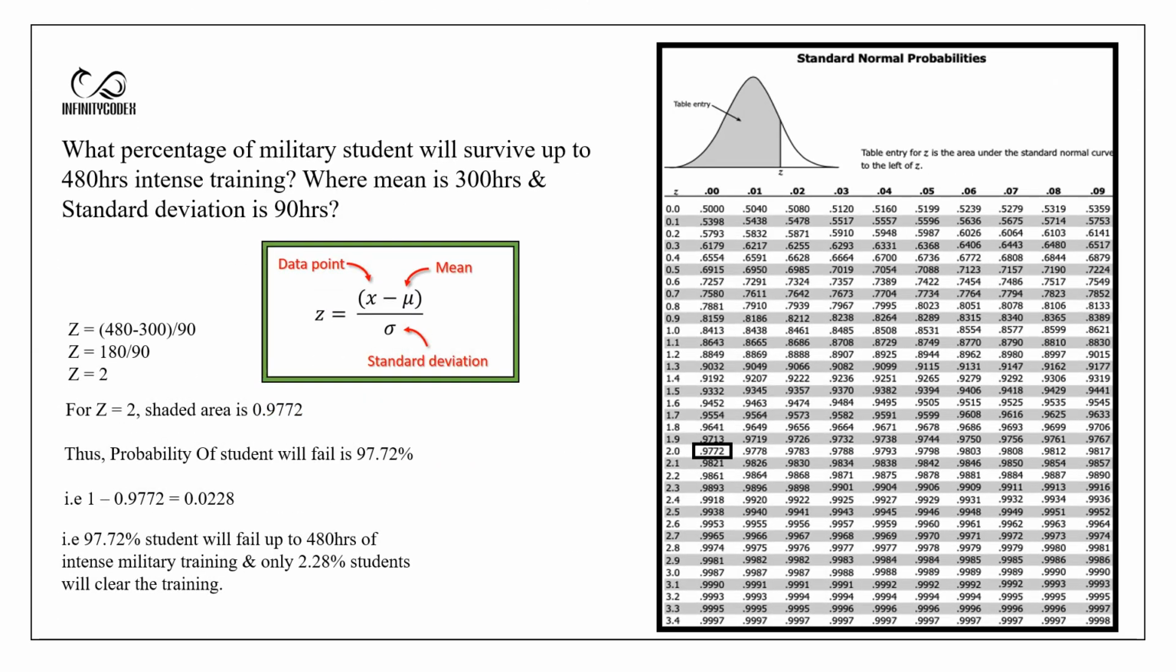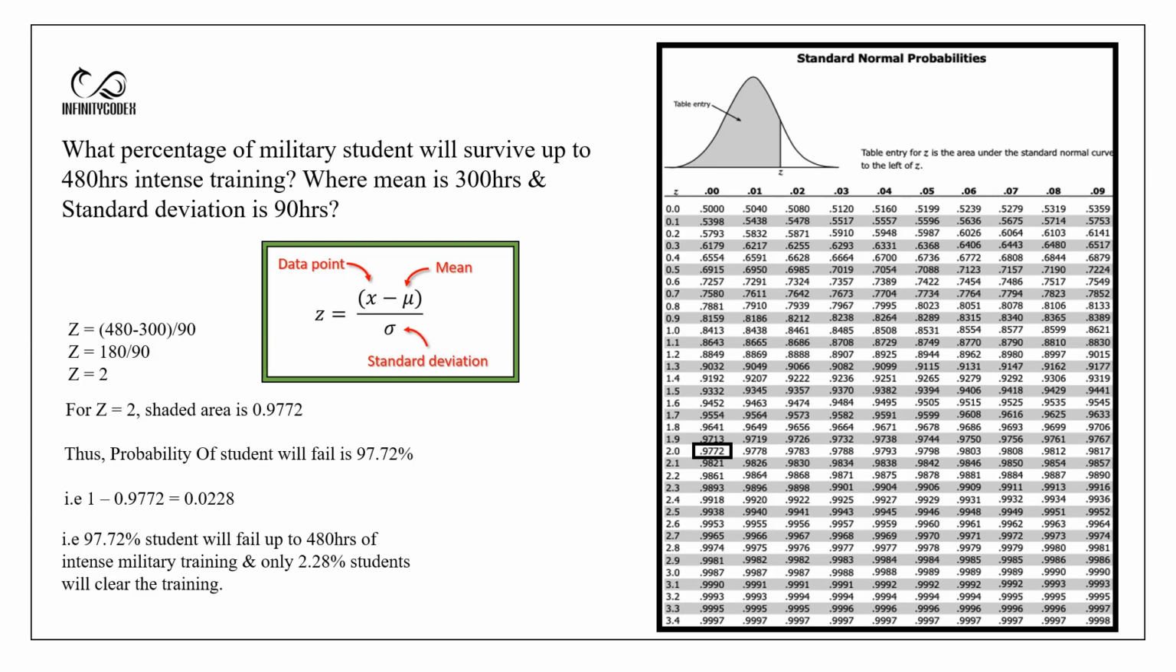Let us see the implementation of Z-score with an example. Here the question is, what percentage of military students will survive up to 480 hours of intense training, where the mean is 300 hours and the standard deviation is 90 hours. As we know, the formula of Z-score is z equals x minus mean divided by standard deviation. So we put values in the formula, that is 480 minus 300 divided by 90, that is 2.